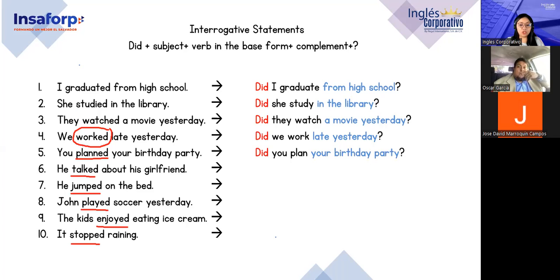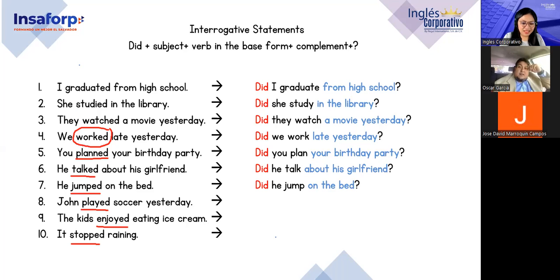Next one. Number five. Did you plan your birthday party? Number six. How about number six? Did he talk about his girlfriend? Number seven. Did he jump on the bed? Did he jump on the bed? Number eight. Did John play soccer yesterday? Ah, okay, me parece bien. Le dejamos el yesterday. Yes, right? Because it's an activity that is over. Yesterday. Did John play soccer yesterday?